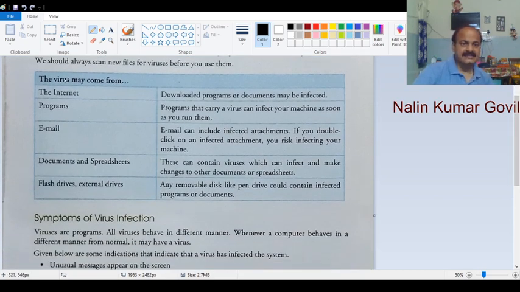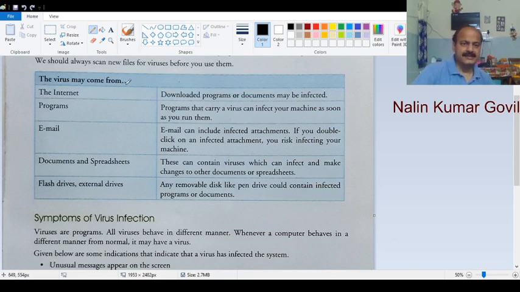We should always scan files for viruses before using them. So what is the precaution? The precaution is, whenever you download any file from the internet to your computer system, or from any drive to your computer, first you check it. Check it means scan it. Clear? Through different antivirus software.